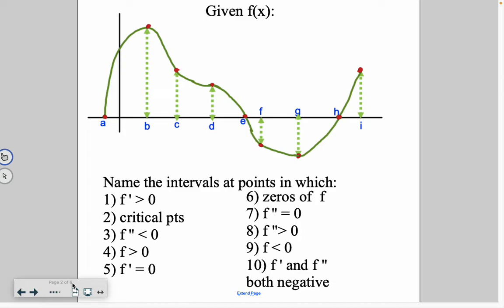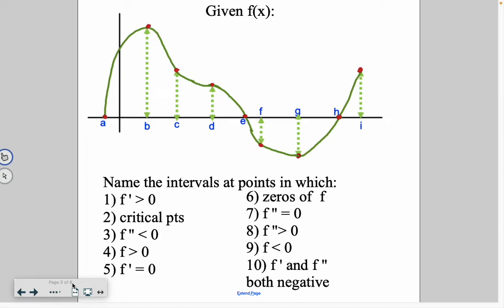Number 8, we're looking at concave up again, second derivative positive. So now we're just looking at concave up from C to D, and from E to I, we've got concave up. Number 9, where is the function less than 0? So now we're just looking at where it is negative, anywhere below the x-axis. So from E to H would be what you'd have there.